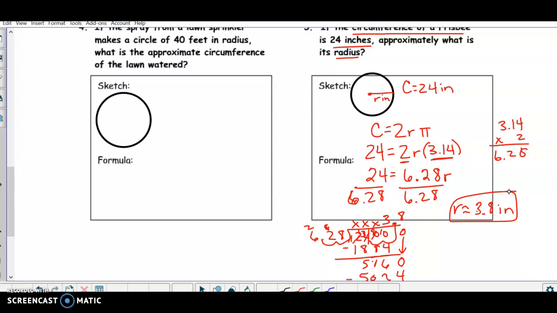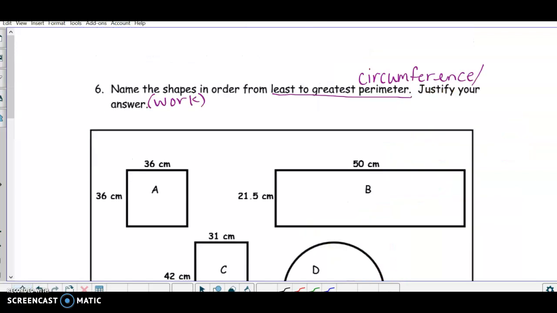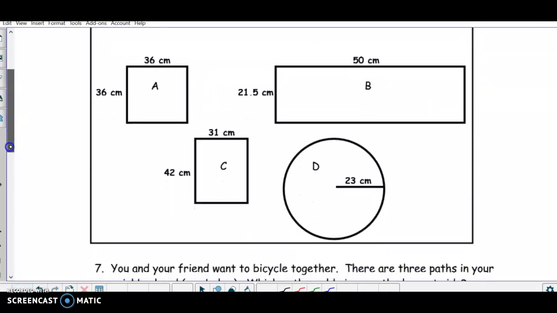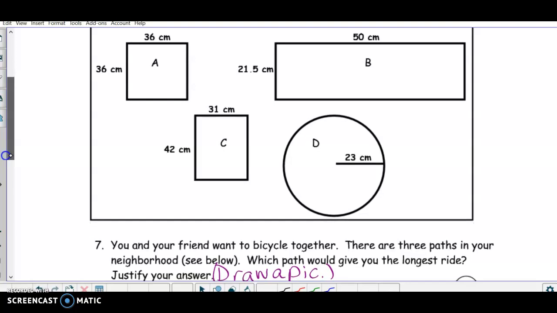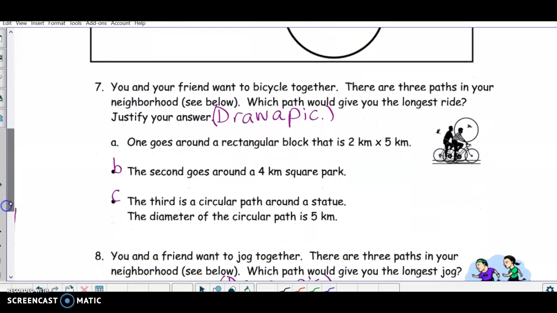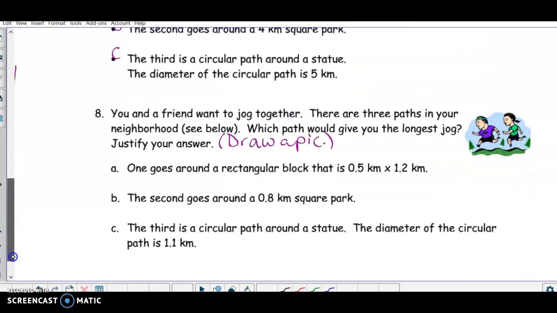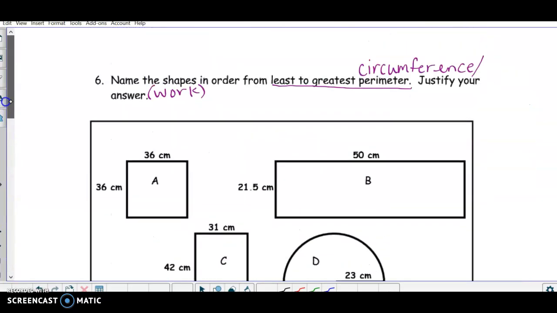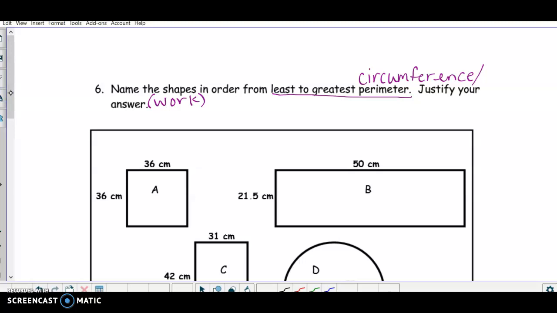On the back, you're going to have to find the perimeter or the circumference of these shapes. So now we have some rectangles and we have some squares. And then using that information, you need to answer these questions. So I'd like you to do that and check your work with the answer key that I post before you do the Google form on showing me you understand circumference.